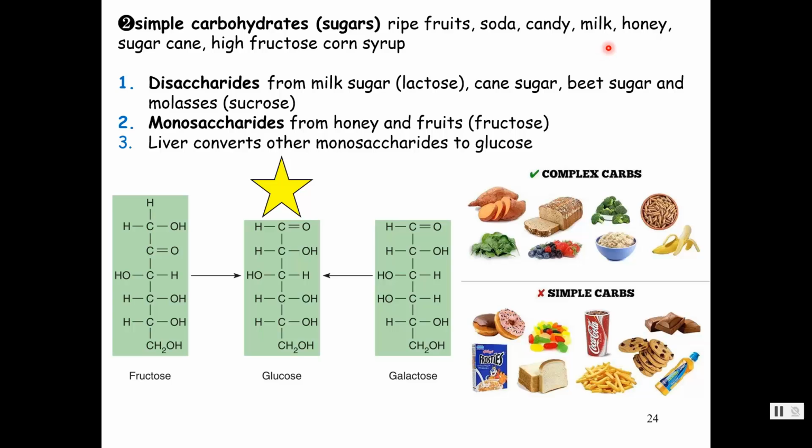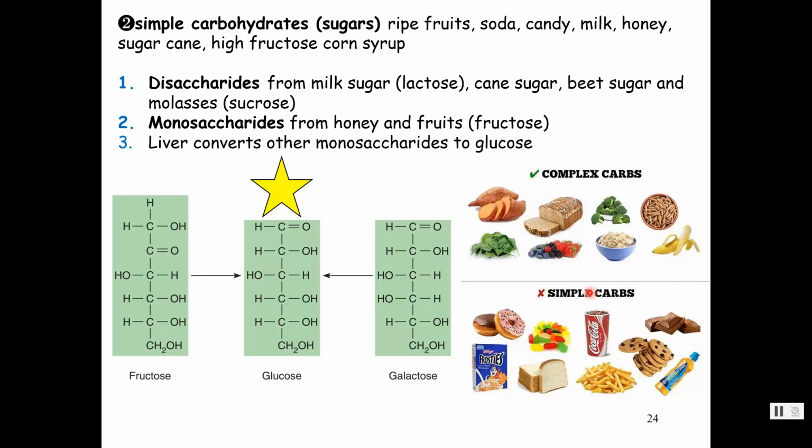Simple carbohydrates are going to be like your simple sugars. They're in ripe fruits, soda, candy, milk, honey, sugarcane, and high fructose corn syrup. I just pulled this off the internet, so you can see all of these, this kind of showing you junk food. Potatoes are actually going to be starch, but I wanted you to have something to look at.